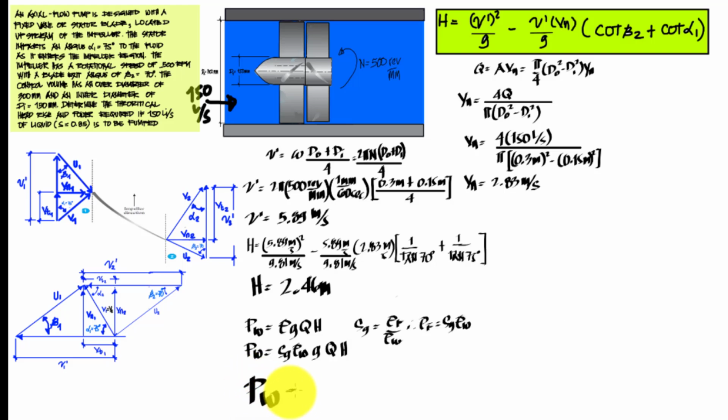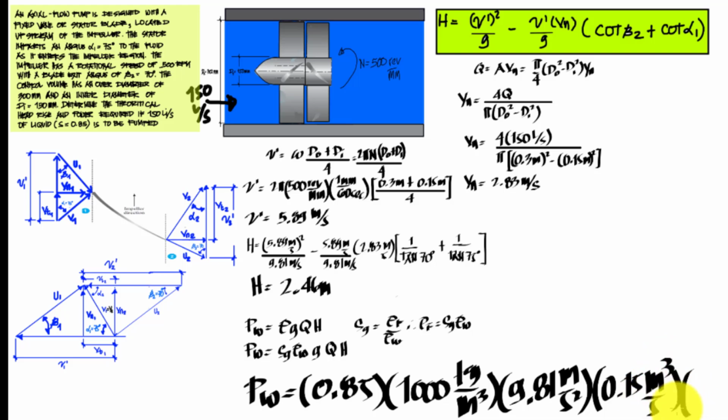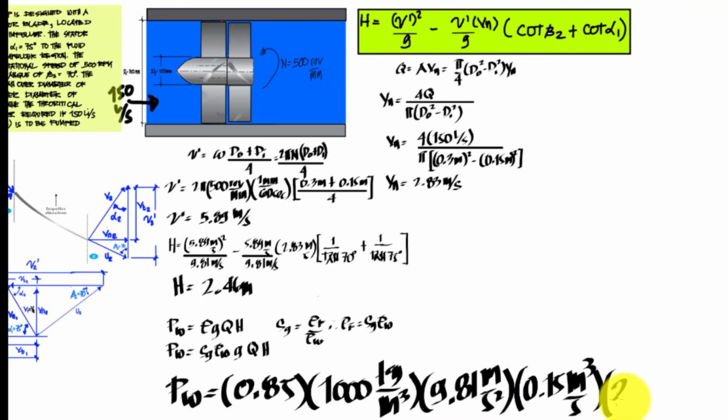So, my water horsepower will become 0.85 for my specific gravity, multiplied by the density of water, 1,000 kilogram per cubic meter. Then the gravity, 9.81 meter per second squared. Then multiplied by the volume flow rate. Since that is 150 liters per second, we need to convert this to cubic meter, so this is 0.15 cubic meter per second. And multiply by the head rise, that would be 2.46 meter.